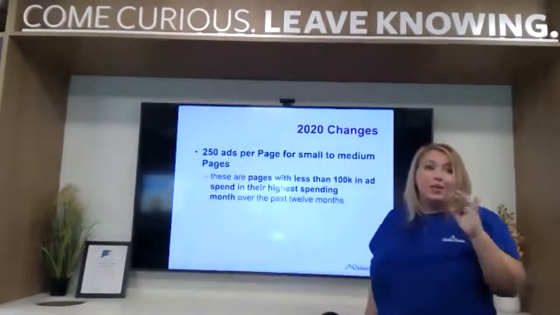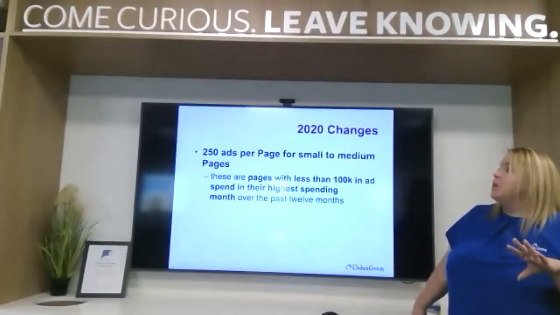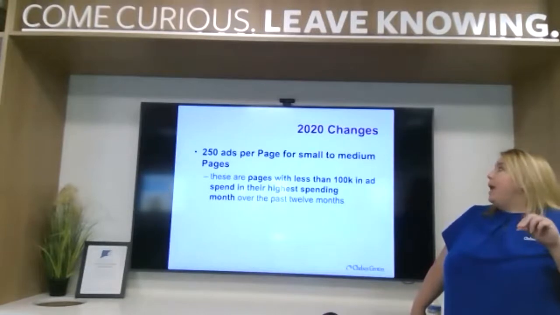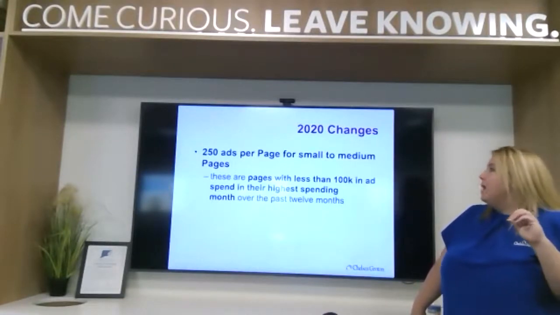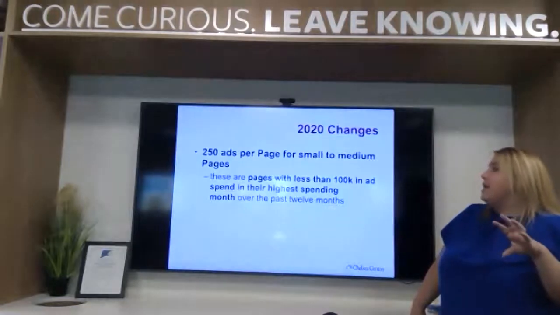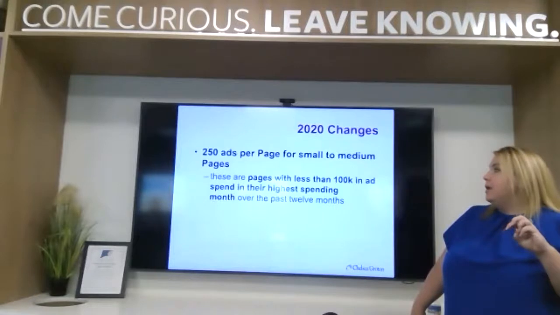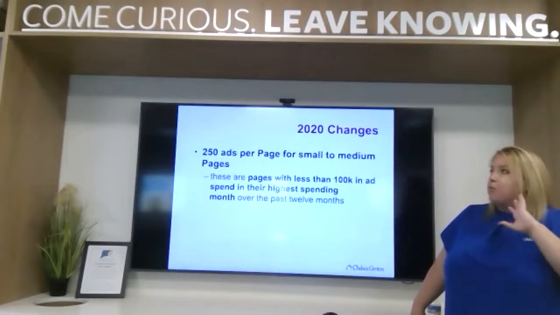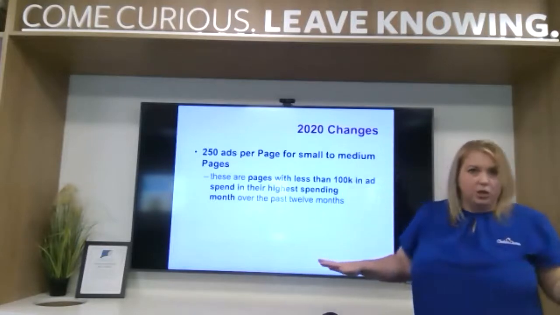Okay, 2020 is bringing a lot of Facebook changes, and we've seen them. They moved to 250 ads per page for small to medium pages. So these are pages with less than 100,000 in ad spend on their highest spending month, and it's over the past 12 months. So there are lots for larger businesses. For the most part, this is not going to affect anybody that's watching this.